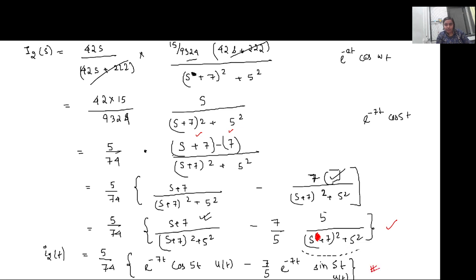So up to this clear, right? Just one second now. Yes. In the third step, we have taken s plus 7 and minus 7. Instead of that, like how we did in the previous one, we could have just taken 5 to the numerator, but s is there, right?